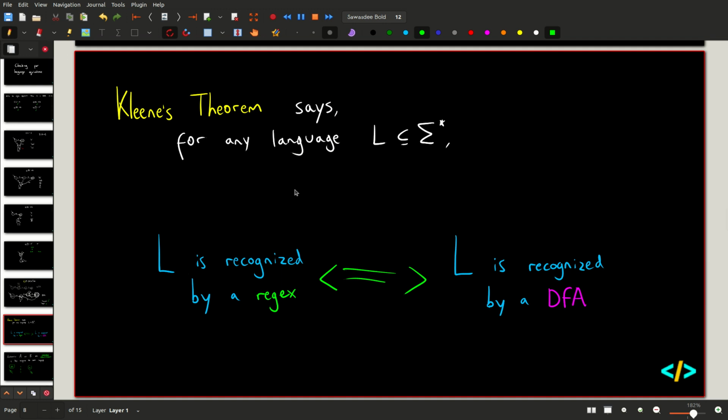And so this is just proving Kleene's theorem. For any language L, subset of sigma star, it's recognized by a regex, so we can recognize it by a DFA and vice versa. It's a regular language.